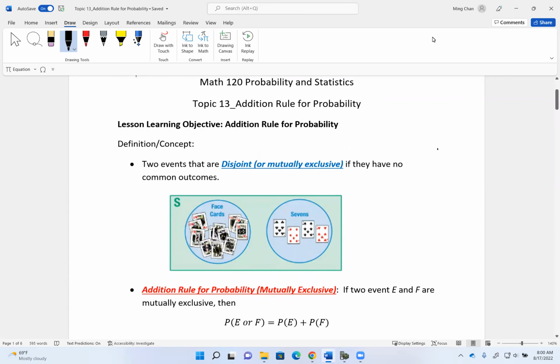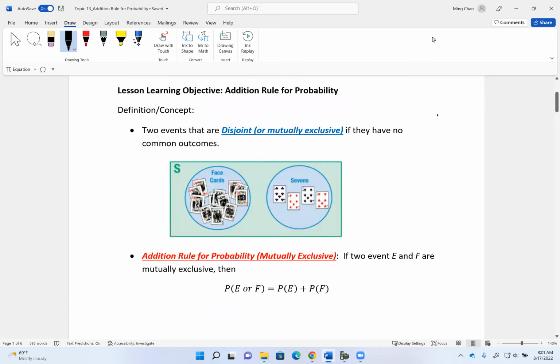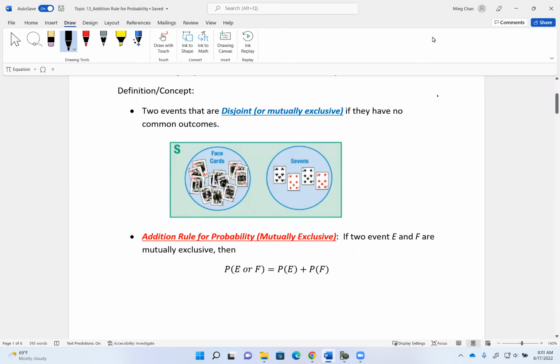Two events that are disjoint, or what we call mutually exclusive. These wordings are very important. Two events are disjoint or mutually exclusive if the two events have no common outcome. In my picture here, you're going to see face cards and sevens. This Venn diagram shows there's no overlapping between face cards and sevens. That means these two events are disjoint or mutually exclusive. They have no common outcome.